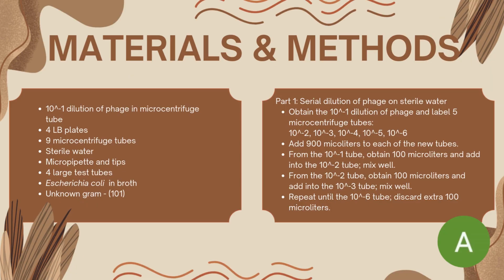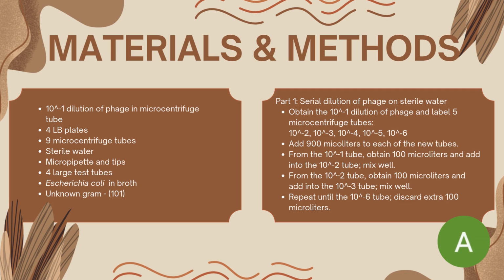The materials needed for this investigation include a 10 to the negative 1 dilution of phage, 4 LB plates, 9 microcentrifuge tubes, sterile water, micropipettes and their corresponding tips, 4 large test tubes, Escherichia coli in a broth, and the unknown gram negative 1 sample.